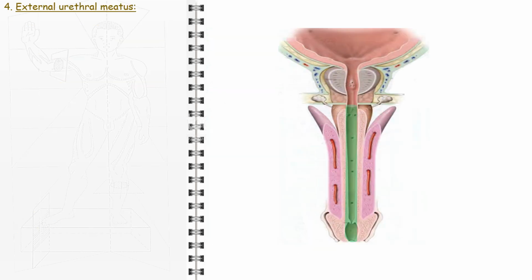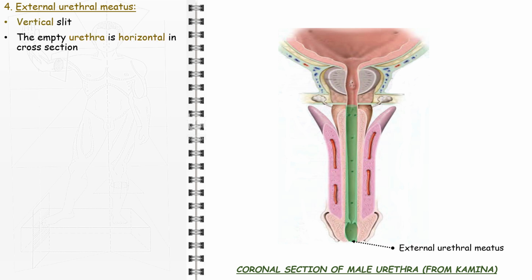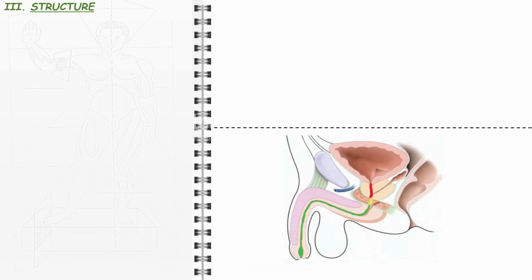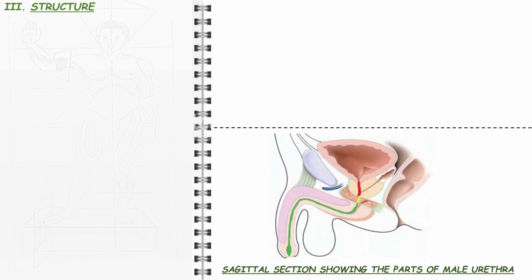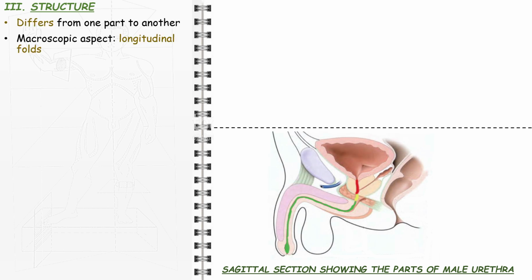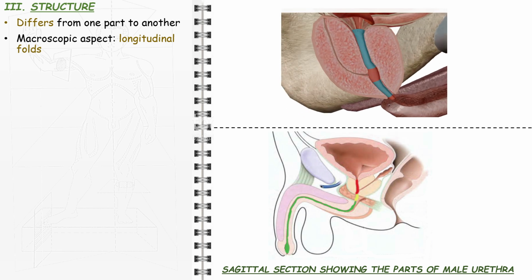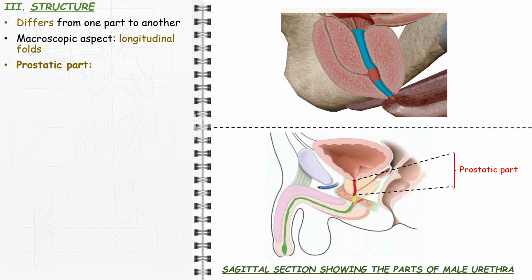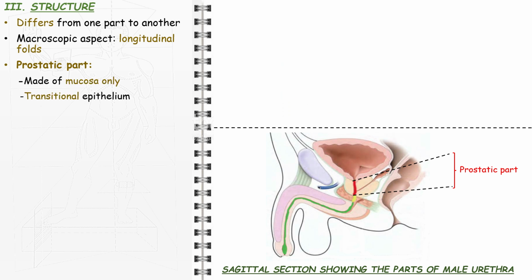The external urethral meatus is a vertical slit when the empty urethra is horizontal in cross-section, suggesting why the stream of urine is spiral. The structure of the male urethra differs from one part to another. Globally, the macroscopic aspect of the mucous membrane of the male urethra consists of longitudinal folds. The prostatic part is made of mucosa only. Its epithelium is transitional and its lamina propria is a lax connective tissue continuous with the prostatic stroma.